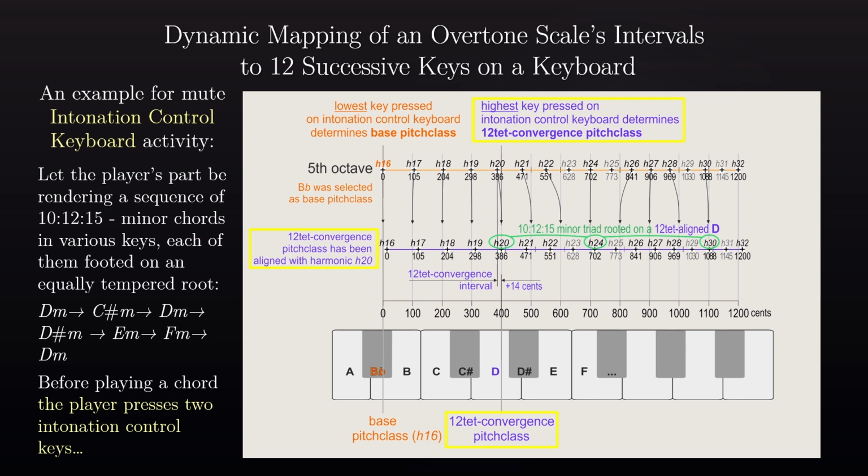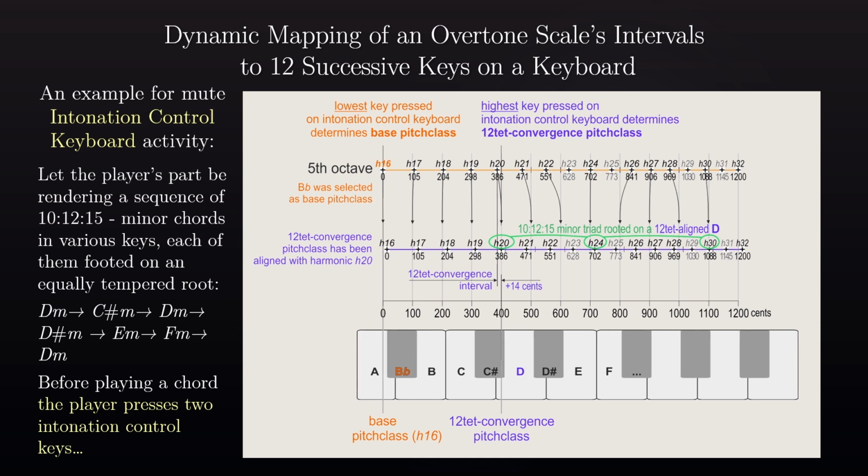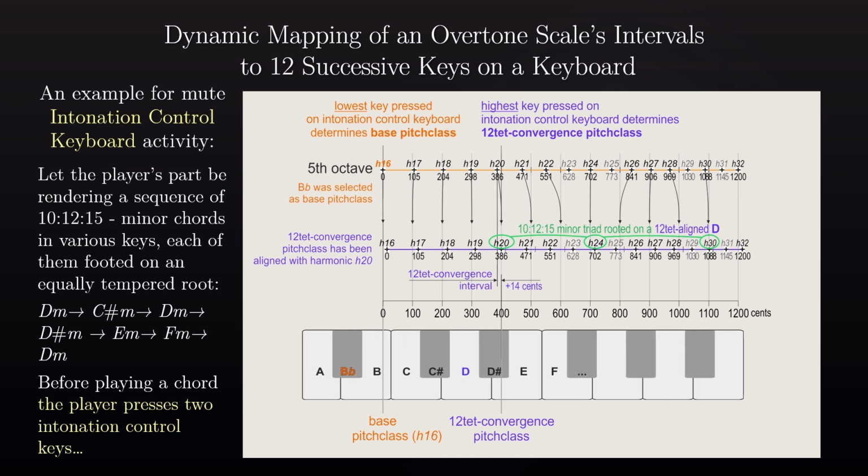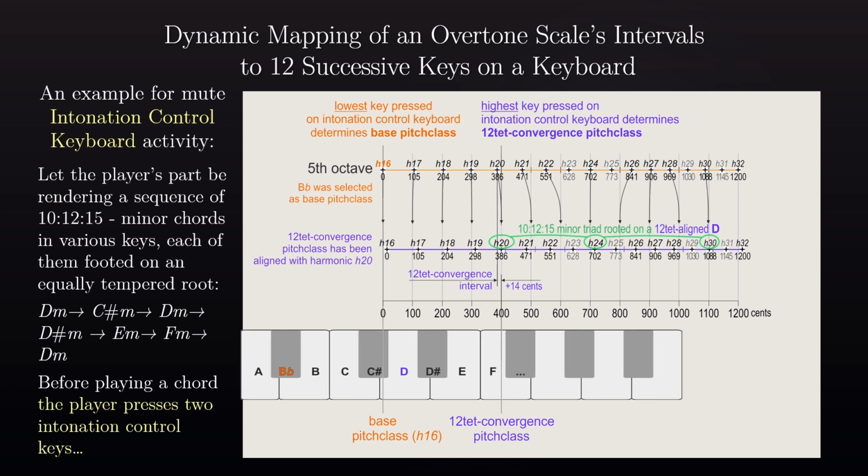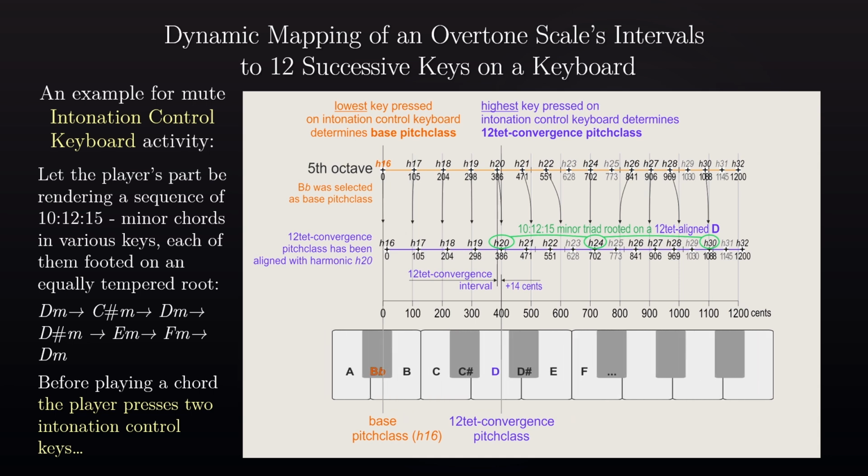All intervals between voiced keys are defined by our fixed interval sequence. Generally speaking, the distance between bass pitch class and convergence pitch class determines the lineage of a chord rooted on the selected convergence pitch class. The distance of 4 semitone steps is typical for all spectral chords rooted on lineage 10.